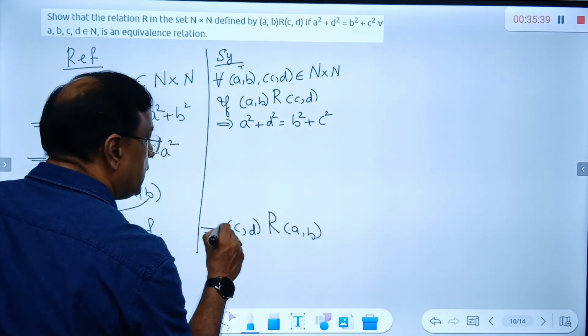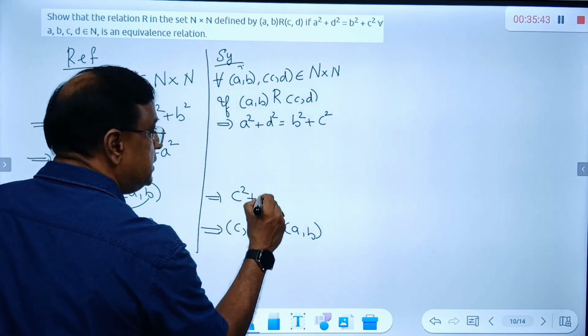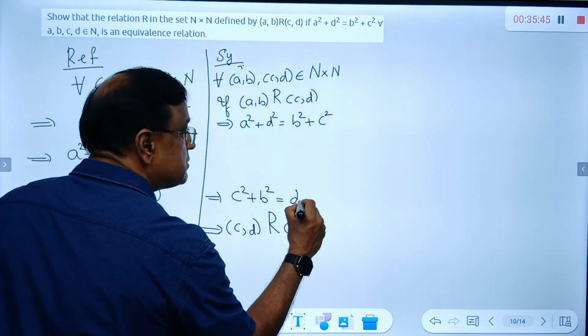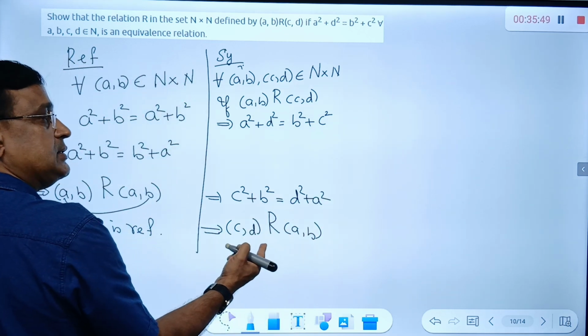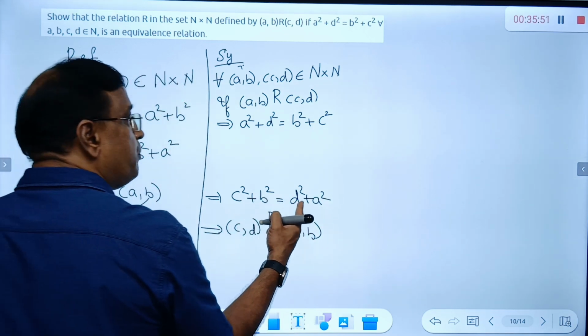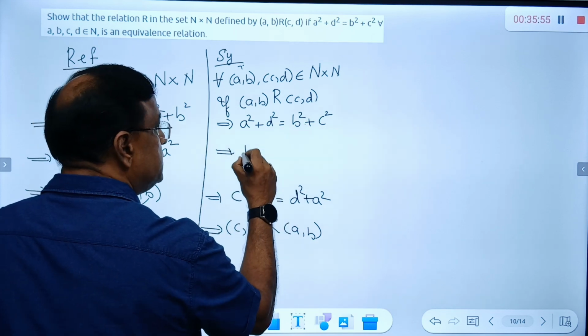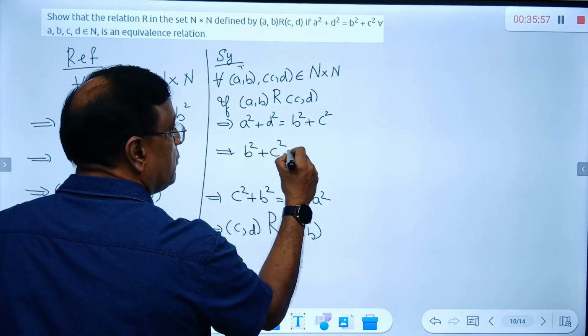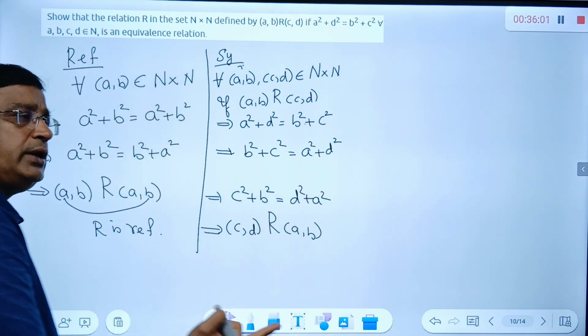That means what I should have proved? I should have proved c square plus b square equals d square plus a square, right? This is what you should have got so that you can write this. So for this to be possible, all you need to do is just swap the places. b square plus c square equals a square plus d square. a equal to b, you can write b equal to a.